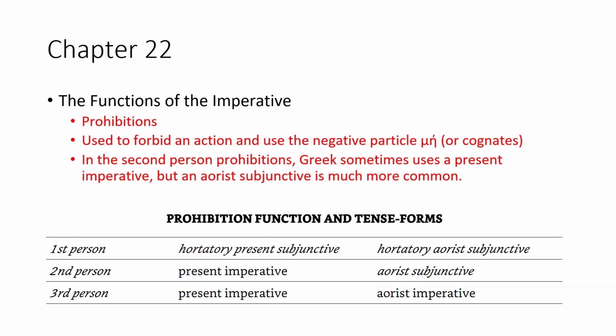Prohibitions. These are used to forbid an action and use the negative particle me or its cognates. In the second person prohibitions, Greek sometimes uses a present imperative, but an aorist subjunctive is much more common, which we covered when we looked at the subjunctive.